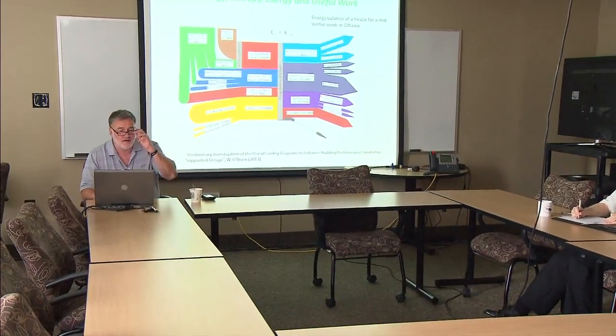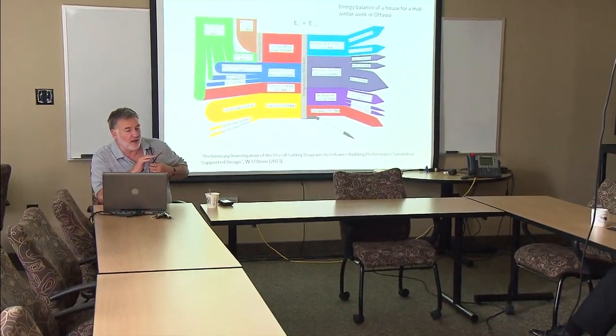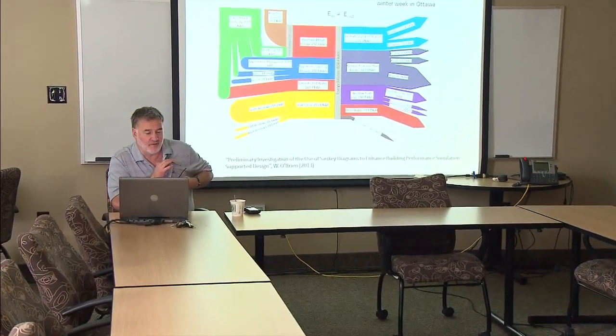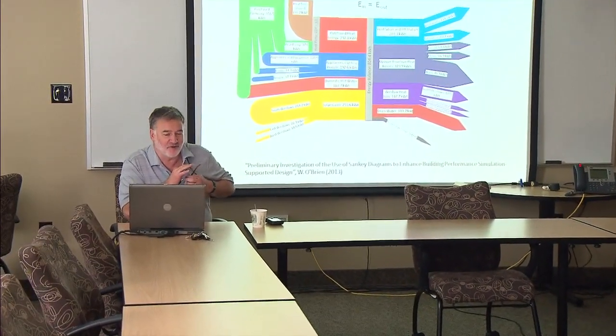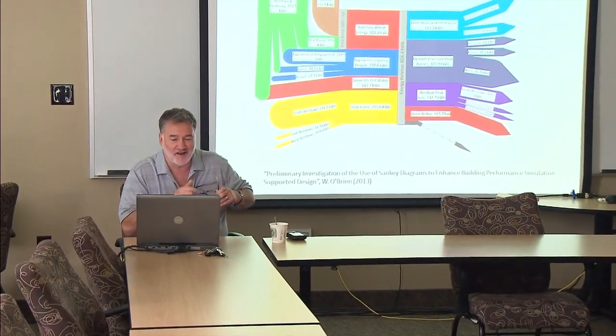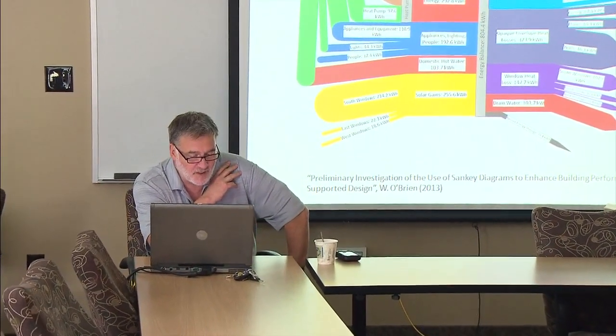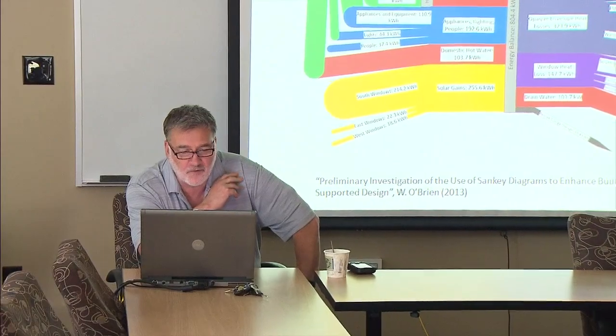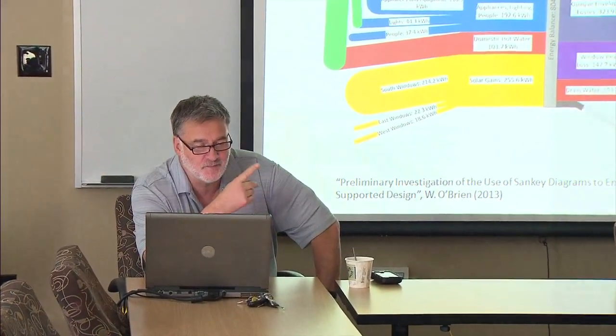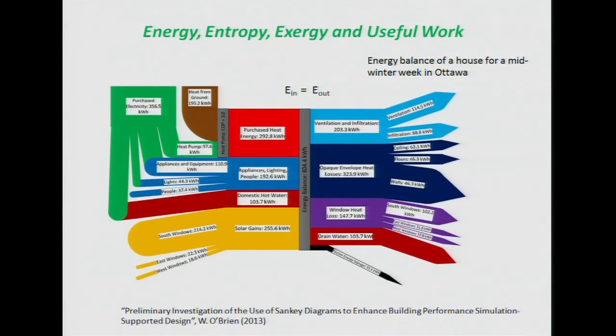But let's first begin just by looking at a simple input-output energy diagram. It's a Sankey diagram, and I'll finish up with some amusing comments on that at the end of the talk. But this is done by a chap named O'Brien from Ottawa. It's one of these things that's published online, but it's a verifiable energy balance for a house over a midwinter week in Ottawa. It's a steady state, so that the house is maintained at a steady state temperature.